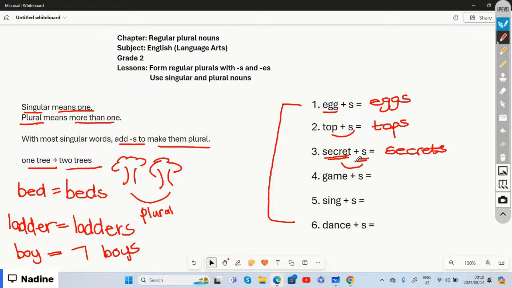So game, one game. If we add an S to that word, games, what do we call them? All right, so we can say we have one game, but when we got to the evening, there were more than one. So we say it is games, and we added an S to show that there's more than one game that they played.